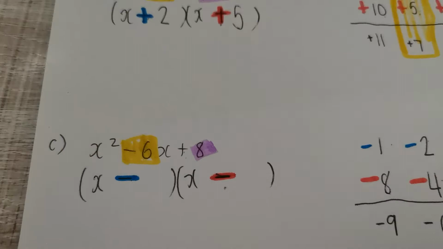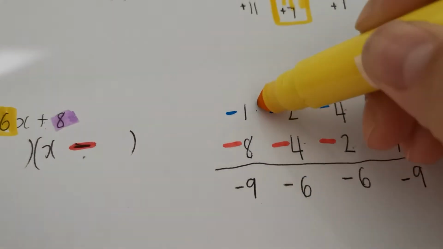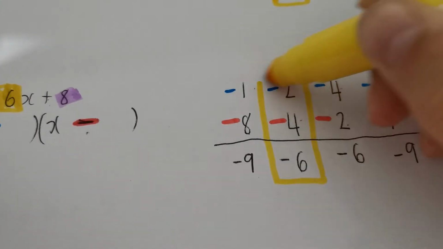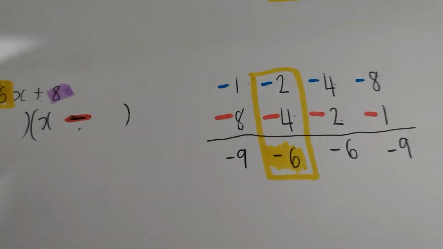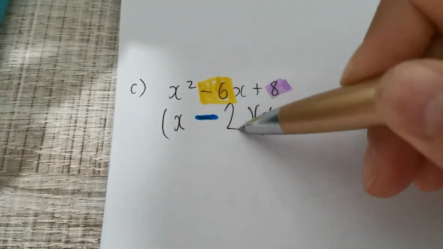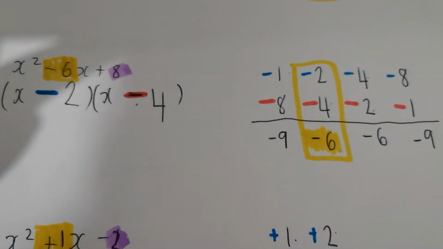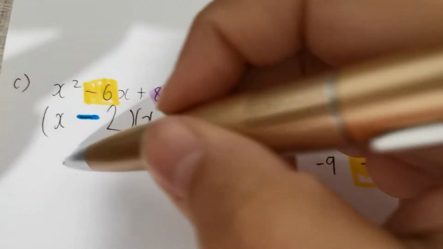See, this one over here, I was looking for a negative 6. Where's a negative 6? Here it is. Okay, next to my blue, I need a 2. Next to my pink, I need a 4. Okay, and there we go. We are done.